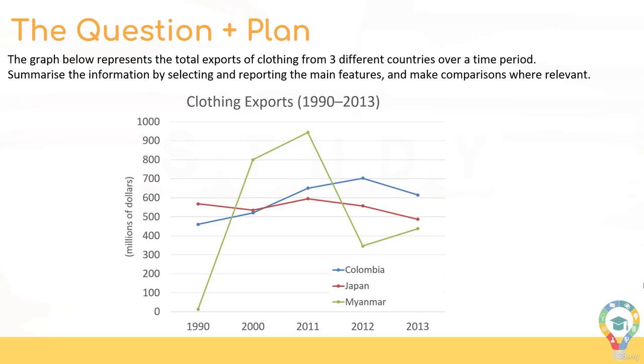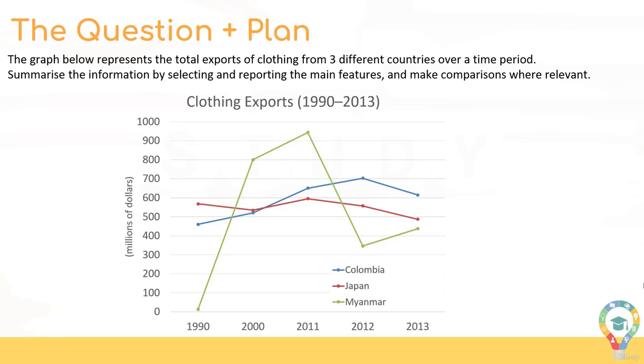I'm then going to take a look at the line graph and see if there's a key, which there is. So the 3 countries are Colombia, Japan, and Myanmar. It's worth saying that once you get your question, it's definitely worth looking around the graph or visual information to get a better understanding of the data you've been shown.